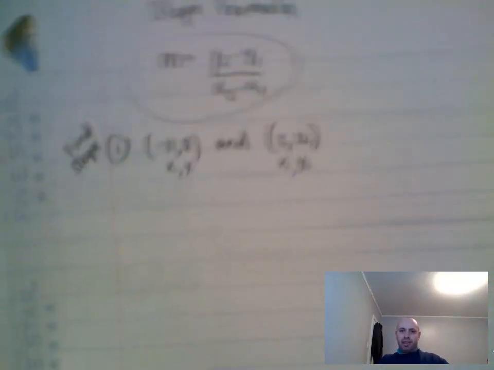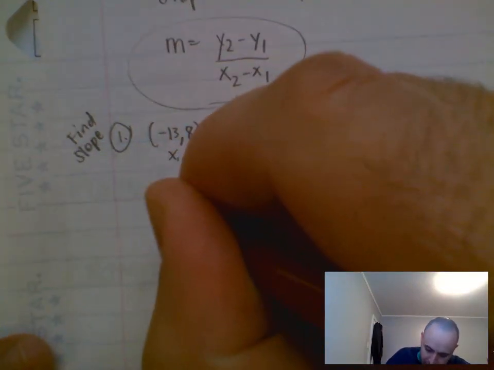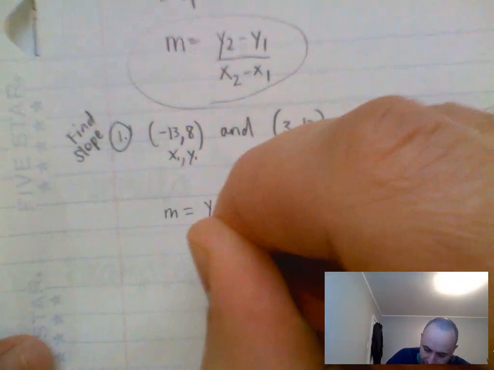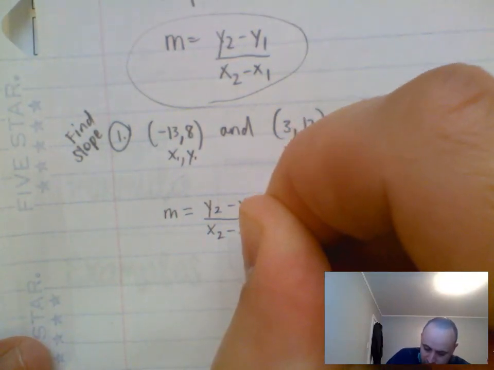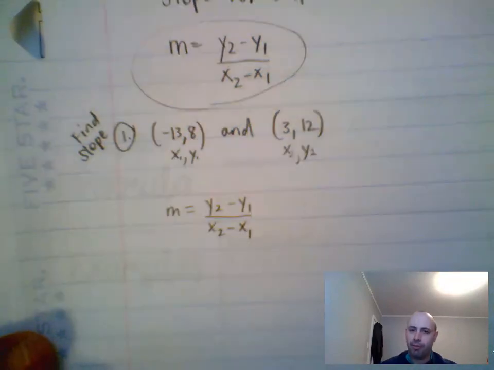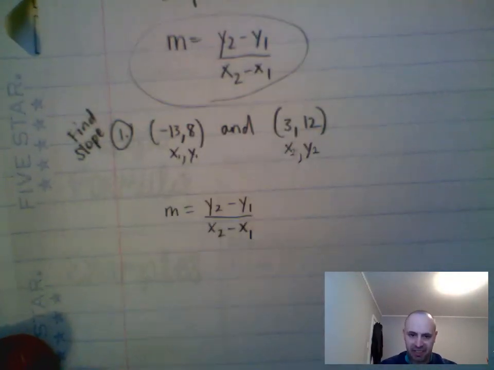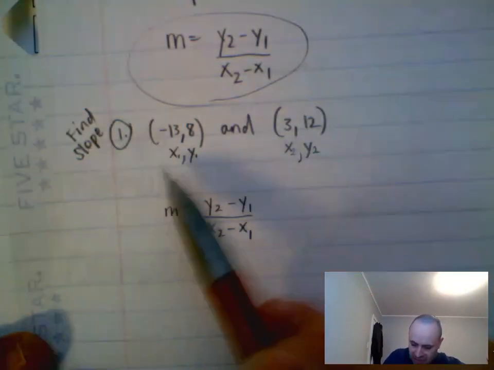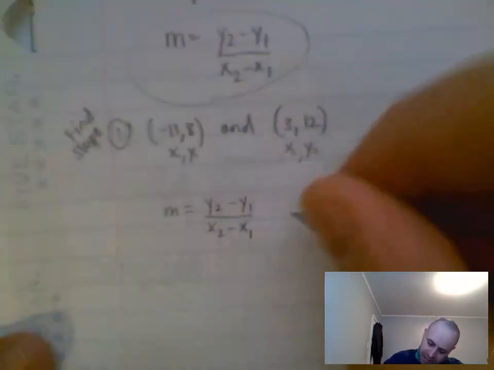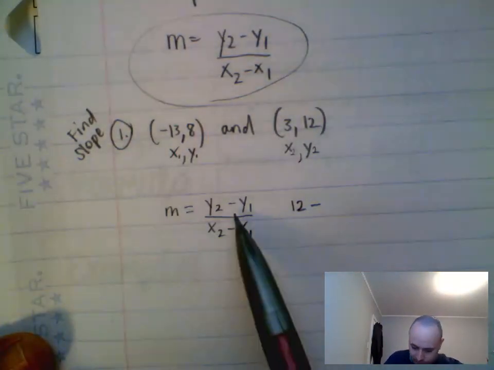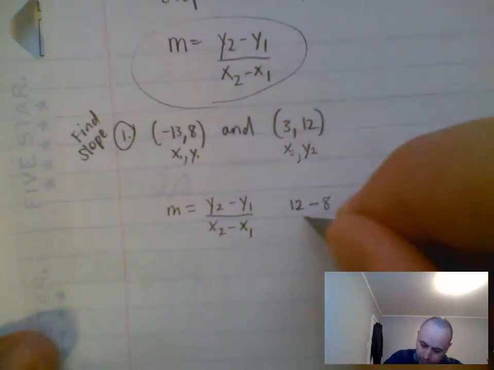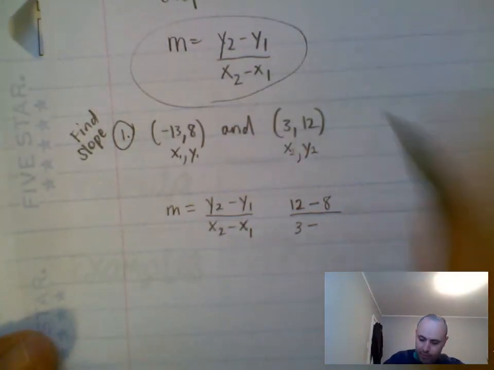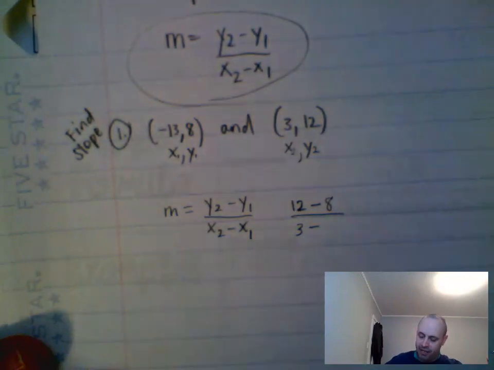And then let's go ahead and plug that into our formula. We'll write down our formula: m equals y2 minus y1 over x2 minus x1. This is one of those formulas that you're going to remember for high school. You're going to remember it for college. You're going to put this formula to memory because you're going to use it so many times from here on out. So we're going to take y2, which in this case is 12, because we have x2, y2, minus y1, which is going to be 8, over x2, which is going to be 3, minus x1, which is going to be -13.